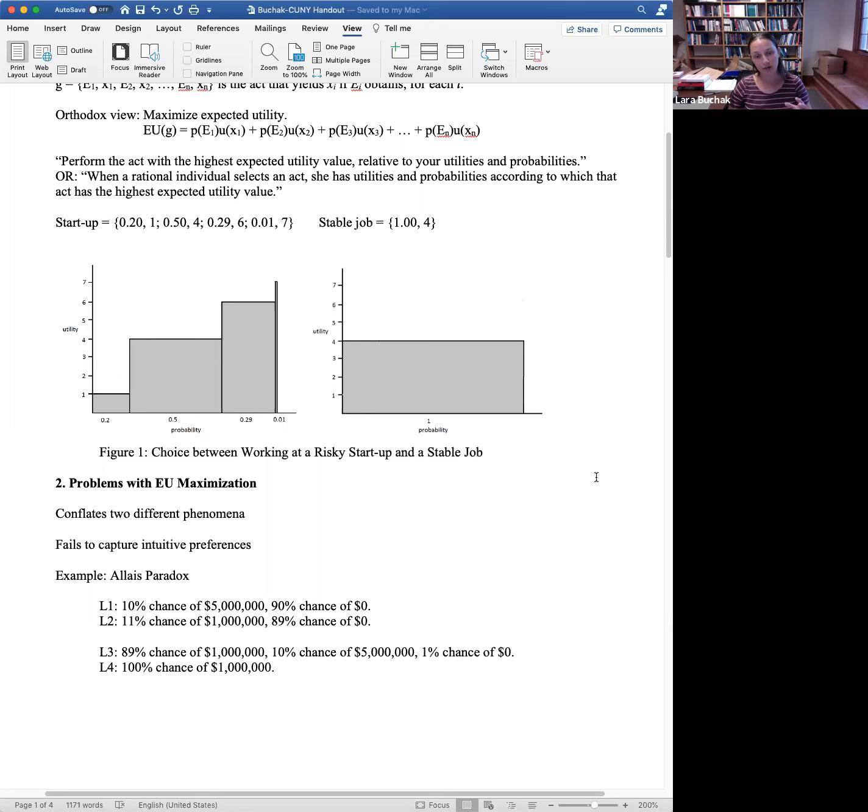But when we compare L3 to L4, it seems like people prefer L4 because they say, look, the minimum value of L4 is $1 million. I get $1 million for sure. The minimum value of L3 is 0. That consideration just swamps any other considerations.